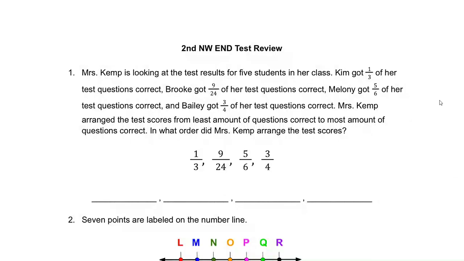Hey, 6th grade, we have our second 9 weeks end test this Friday and next Monday. So let's jump into it and do some of our review questions.